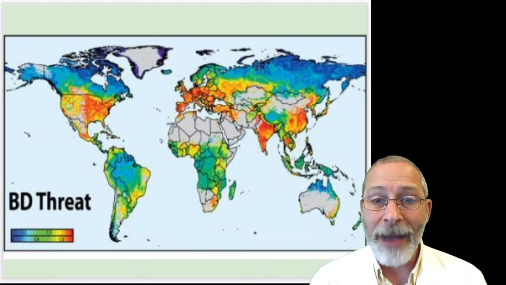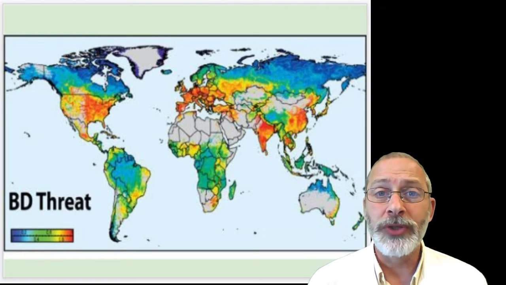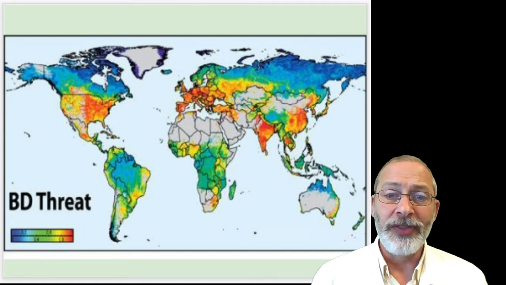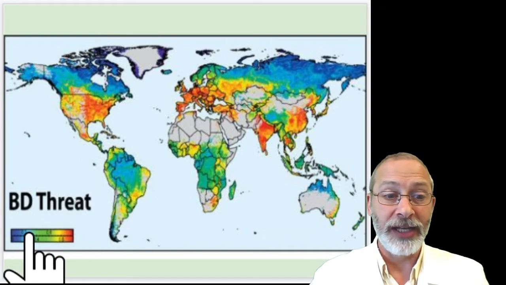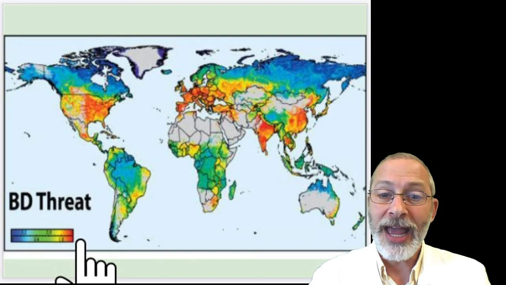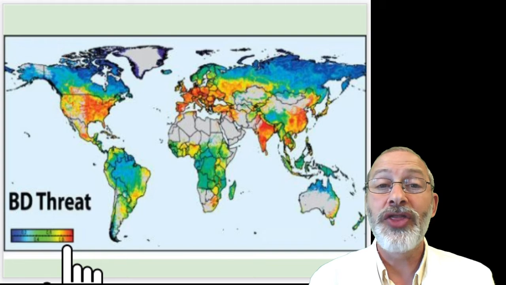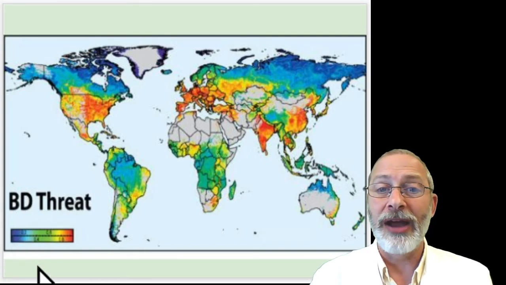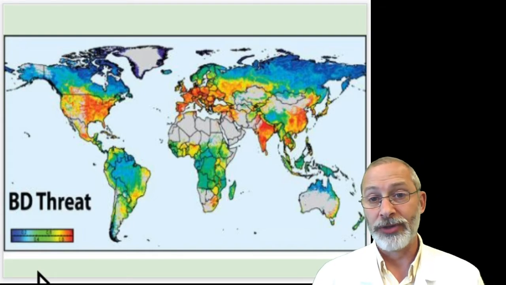Here's a brief map that I would like to draw your attention to. And if you look at it, this is a map of what's called the Biodiversity Threat Map. And the closer to the red areas, and if you look at the legend here, we go from blue to red. Red areas are the areas where there is the greatest threat to biodiversity, and the blue areas are areas where there is, at least currently, the least threat to biodiversity.